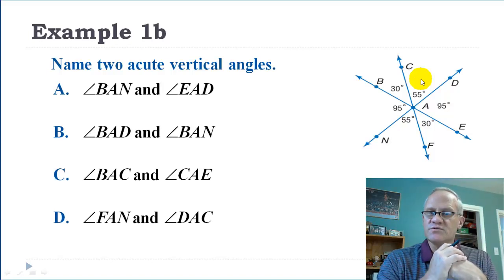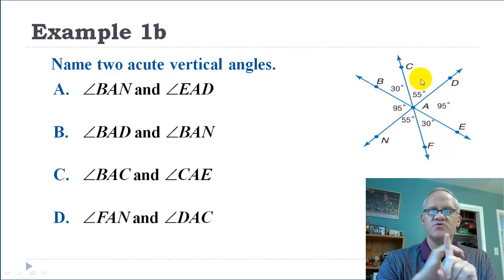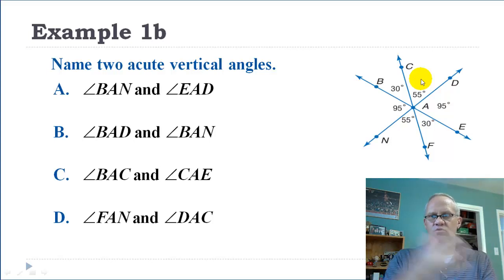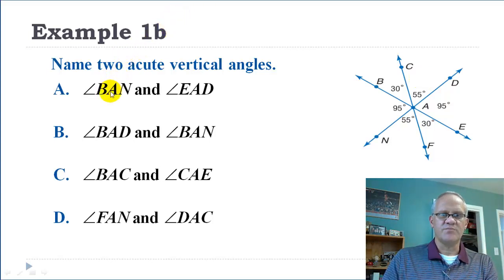All right, example 1B. Name two acute vertical angles. Okay, so first of all, acute means what? Less than 90. And vertical means they're going to be across from each other, when there's two straight lines. All right, BAN. BAN is 95, and EAD, 95. Those are vertical angles. They are straight across from each other, but they are not acute because they're both 95. Okay, not that one.